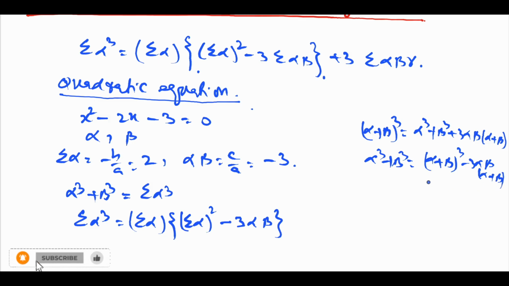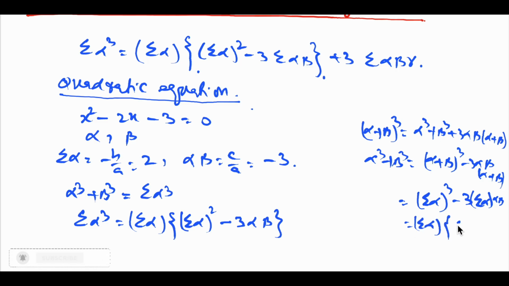If you take this alpha plus beta as sigma alpha, you can say sigma alpha whole cubed minus 3 alpha beta, which is not sigma, into sigma alpha. You can say it is sigma alpha in one bracket, and the other is just alpha beta. So if sigma alpha is common, then it's sigma alpha whole square minus 3 alpha beta. So we can prove this formula, but no need if you have this. I just proved it, but I will not be proving the other for the cubic.